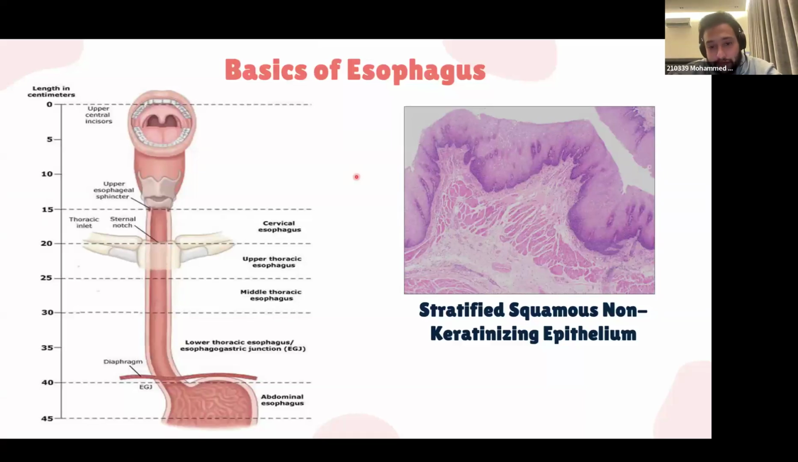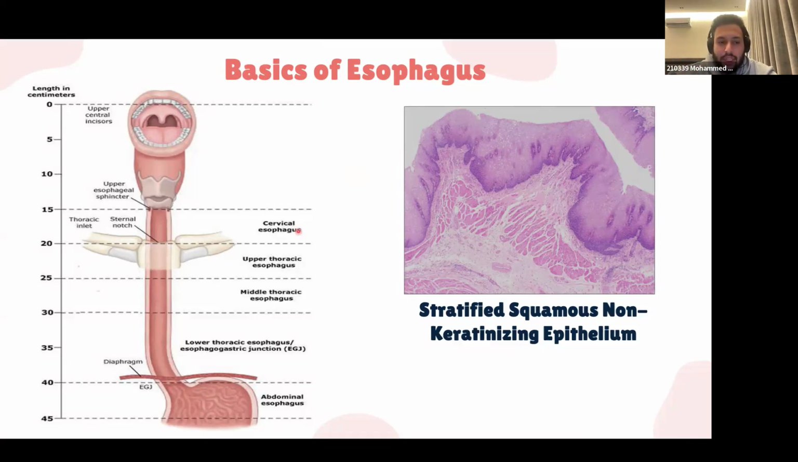The esophagus is lined by stratified squamous non-keratinizing epithelium. This is the entirety of the esophagus. If you have changes that happen, for example, in chronic GERD, and it turns into something else, that's what we call metaplasia. And we'll get to that later, inshallah.